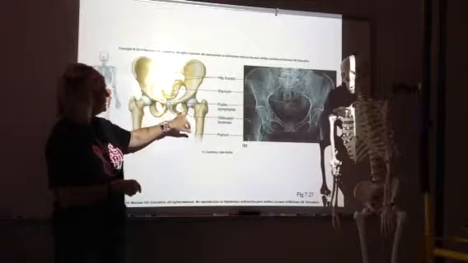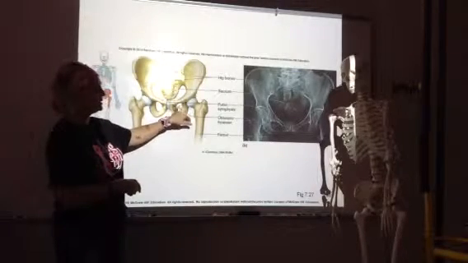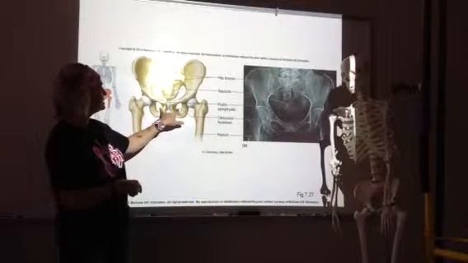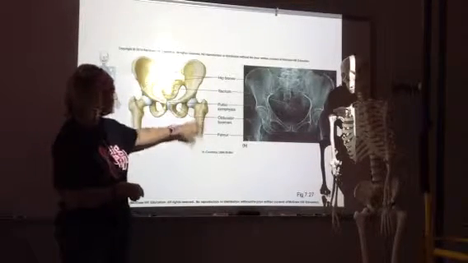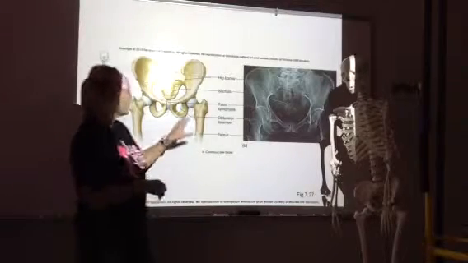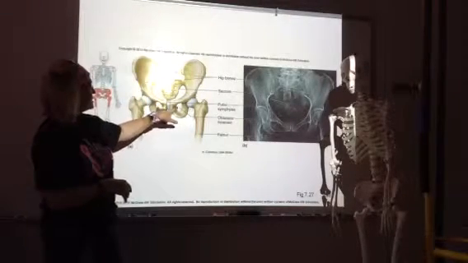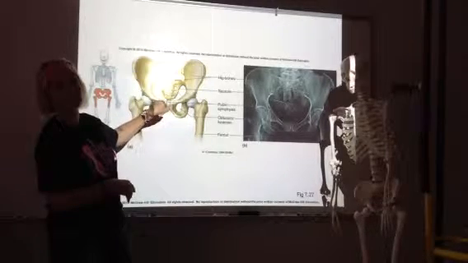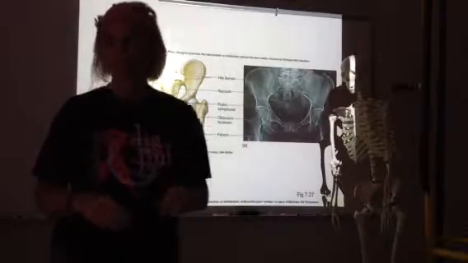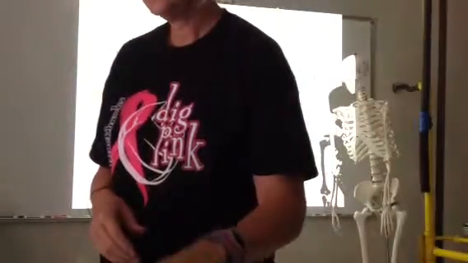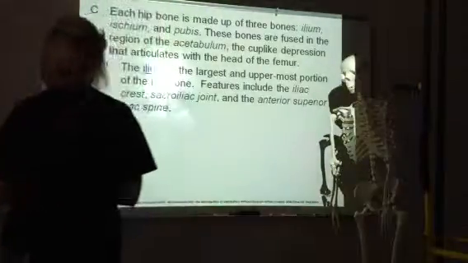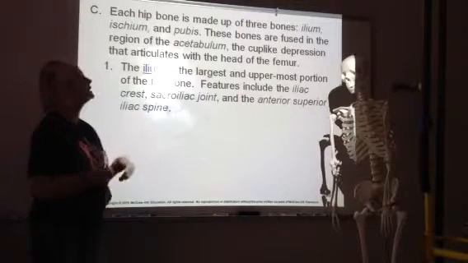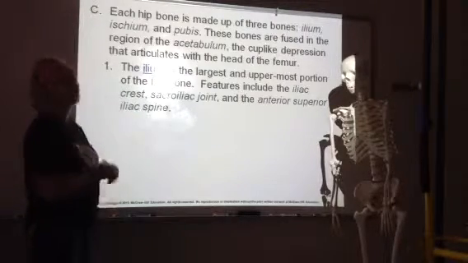The obturator foramen is the large opening on the bottom of your hip bones. The femur is going to be part of the leg, but there is one obturator foramen on each side on the bottom of your hip bones. Each hip bone has three parts that we'll talk about: the ilium, the ischium, and the pubis.